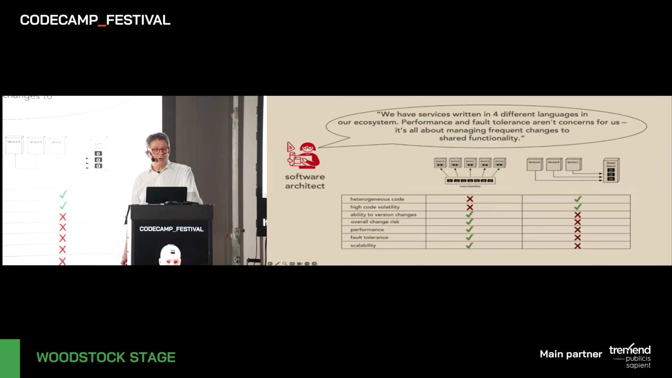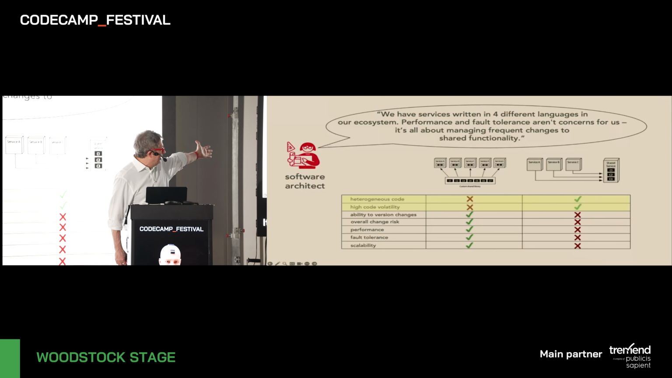Because it turns out that we have services written in 4 different languages in our ecosystem. Performance and fault tolerance aren't big concerns. We need to manage frequent changes to that shared functionality. The point of this little exercise is that when you come up with this list of criteria in your organization, the other thing you should do to them is weight them, because some of them are more important than others.